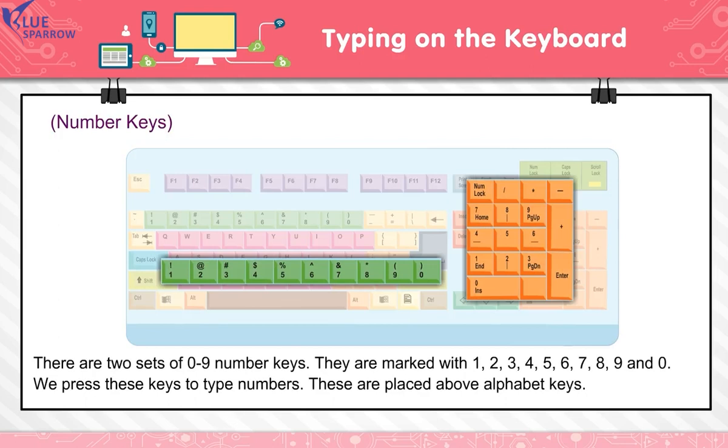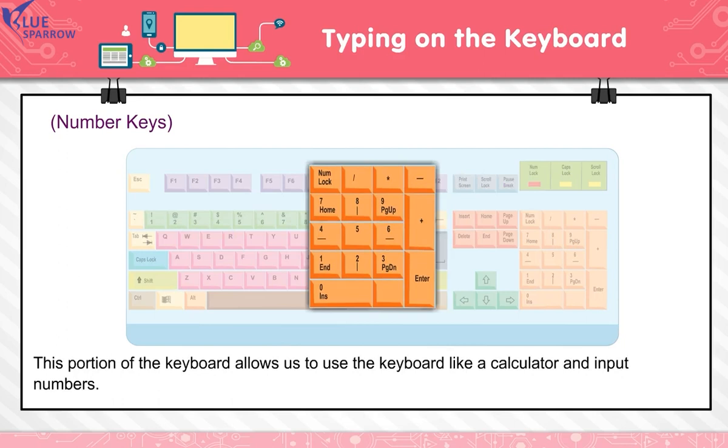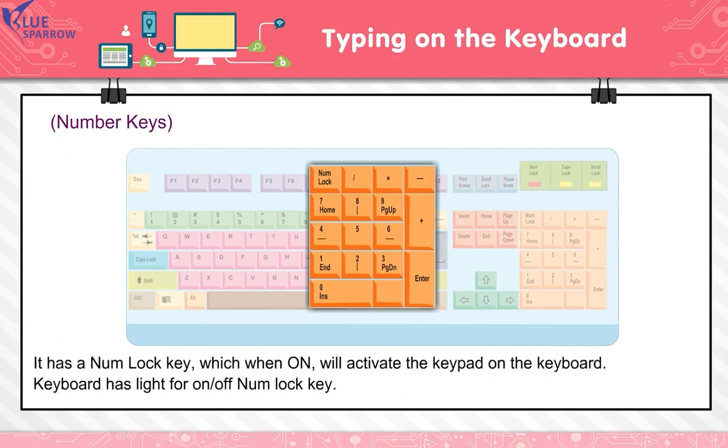Number keys. There are two sets of 0 to 9 number keys. They are marked with 1, 2, 3, 4, 5, 6, 7, 8, 9 and 0. We press these keys to type numbers. These are placed above alphabet keys. This portion of the keyboard allows us to use the keyboard like a calculator and input numbers. It has a numlock key which will activate the keypad on the keyboard. Keyboard has a light for on or off numlock key.